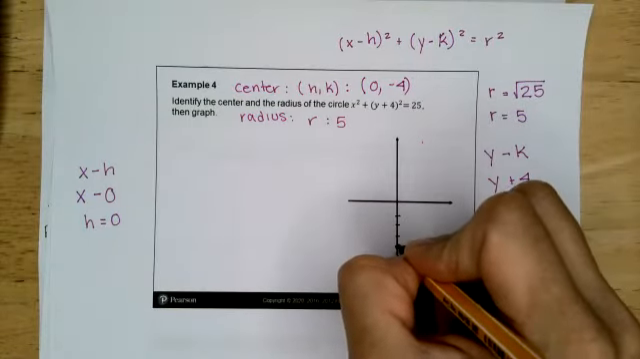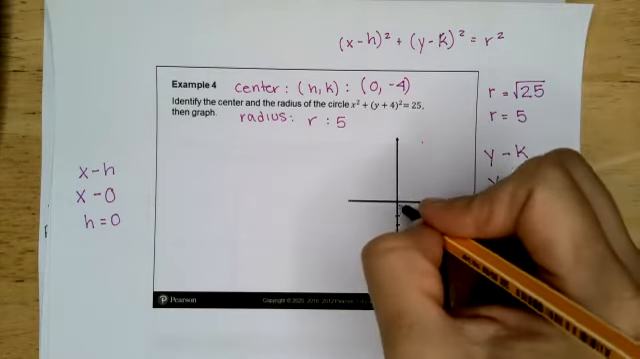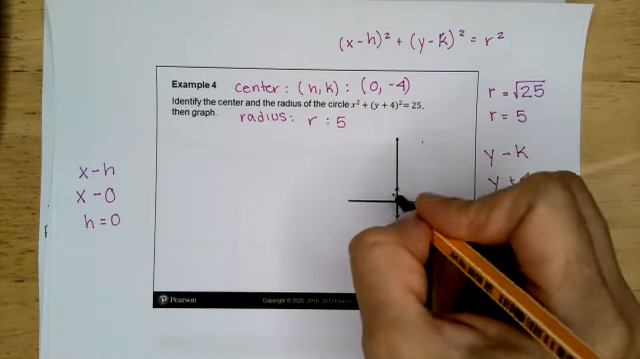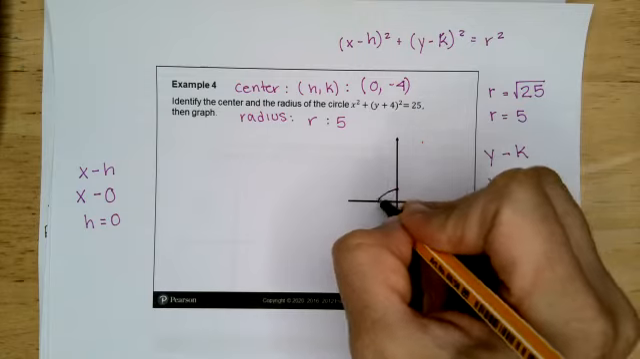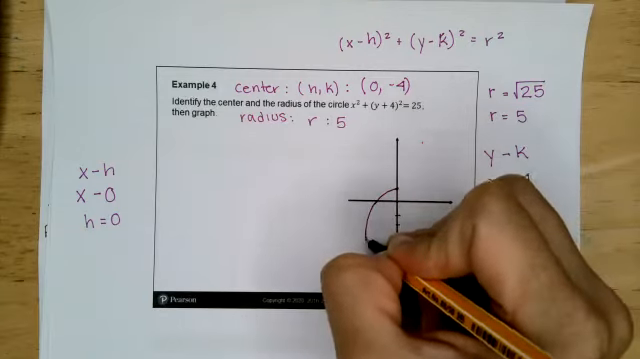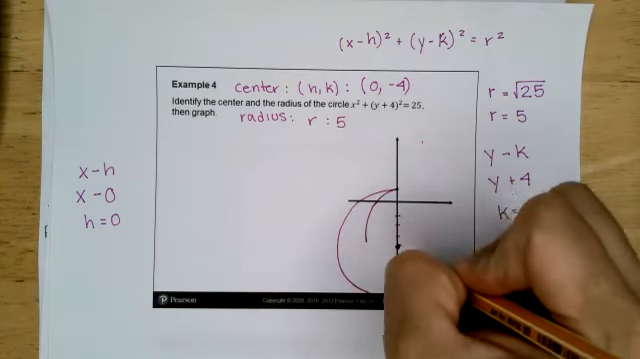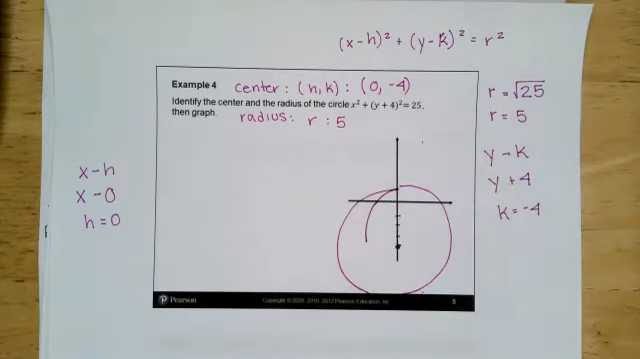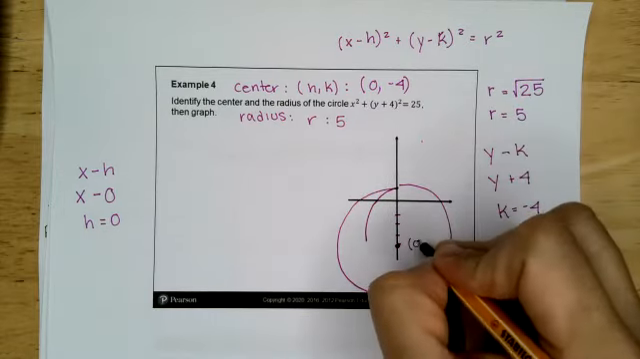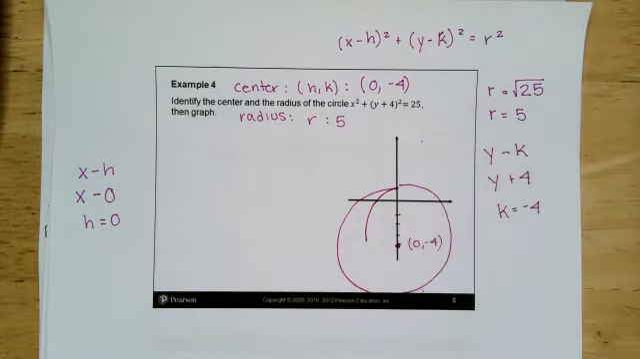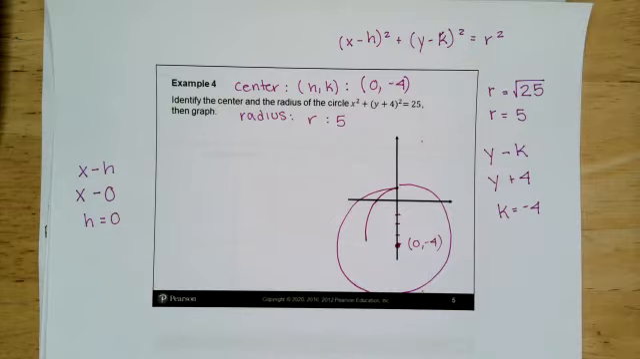So from that 0, -4, go out a radius of 5. Oh gosh, this needs to be way bigger. Make a circle with a radius of 5. That wasn't bad for me. Any questions?